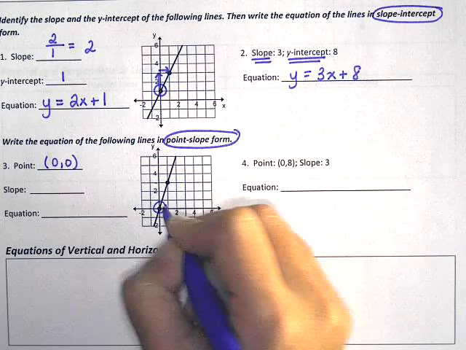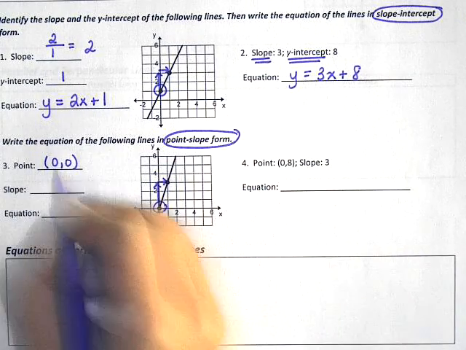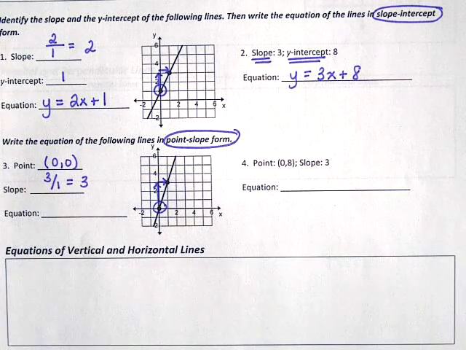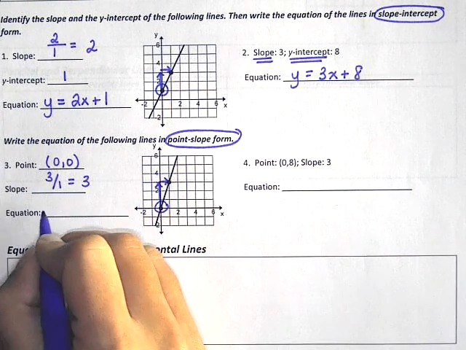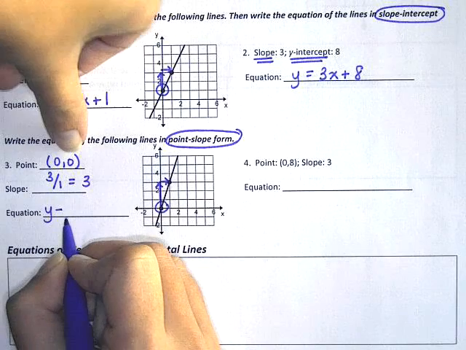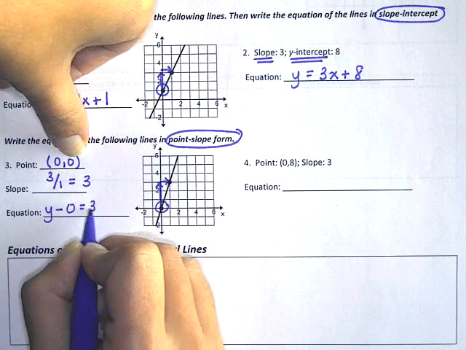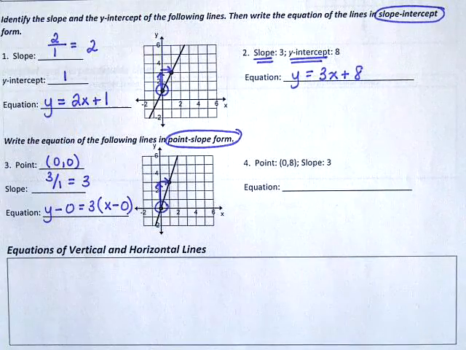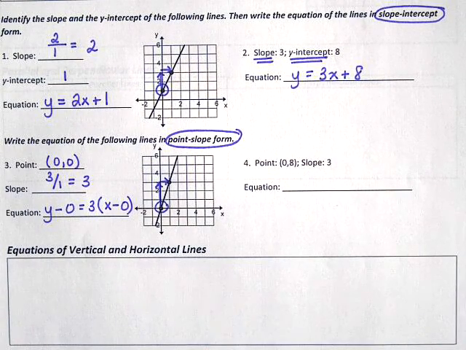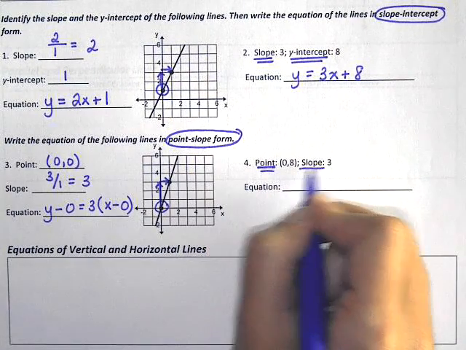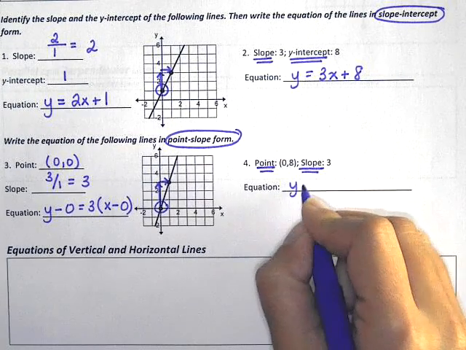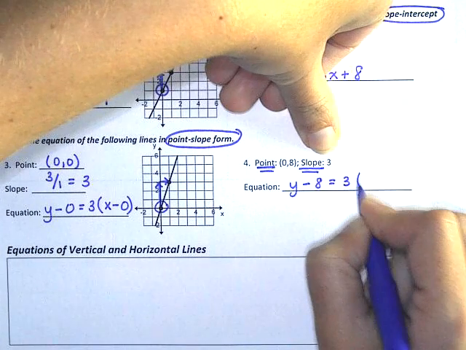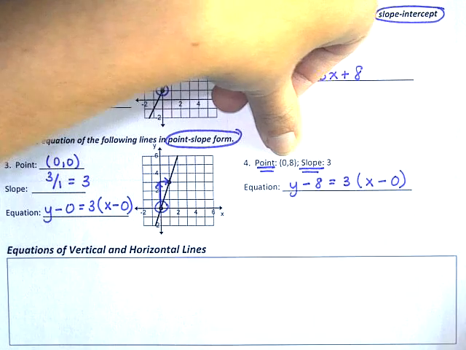The slope here would be, again, rise over run. So rise 3, run 1, which reduces to 3. When I put that together and I make an equation in point-slope form, I would do y minus the y value, which is 0, equals 3 parentheses x minus the x value, which is 0. And I'm done. For problem 4, they flat out tell me this is the point and this is the slope. So if I put that together, I would have y minus the y value, which is 8, equals the slope, which is 3, parentheses x minus the x value, which is 0.